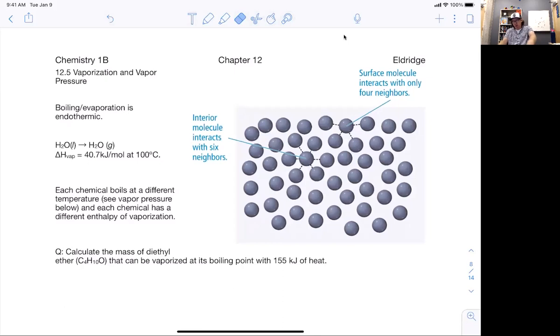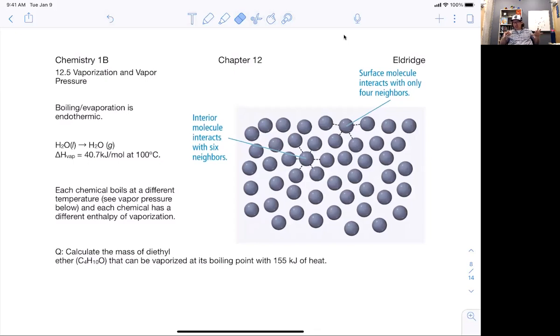Vaporization is boiling, and vapor pressure is when you have a liquid and some of the molecules escape, some of them evaporate and create a little bit of pressure. If it's an open container, it doesn't really change the pressure of the atmosphere because it just keeps pushing against the atmosphere. And the atmosphere is so enormous, it just stays at 1 atmosphere.